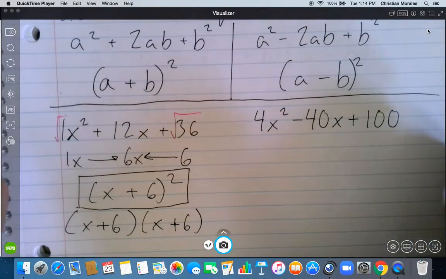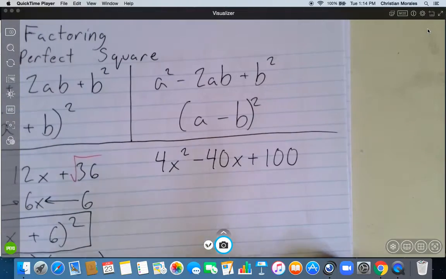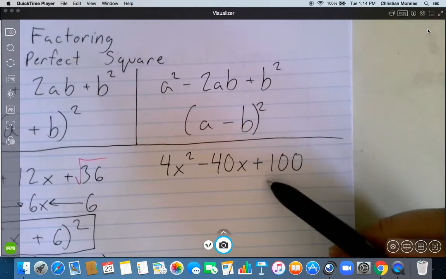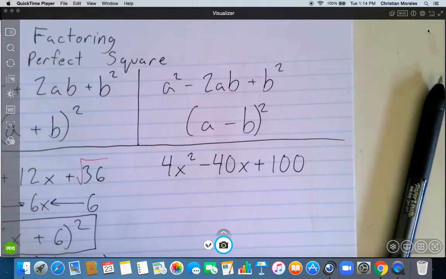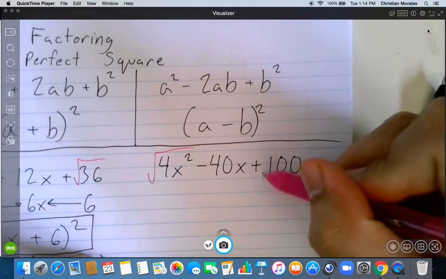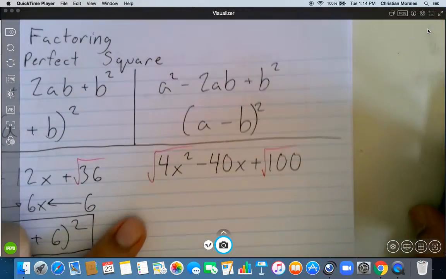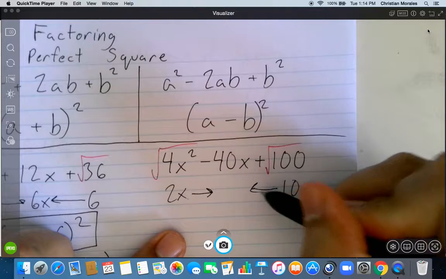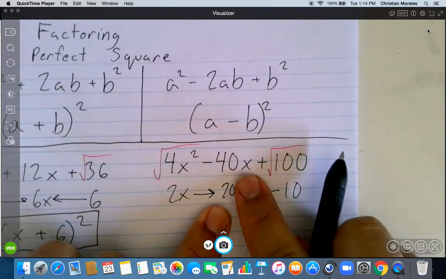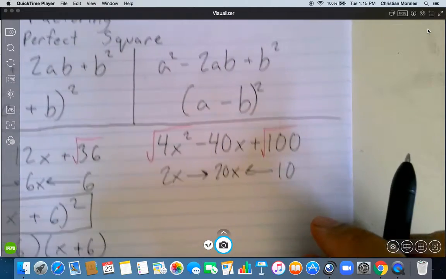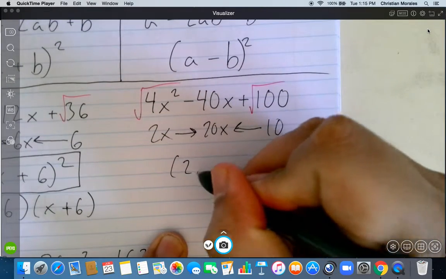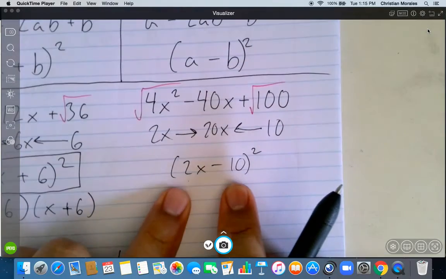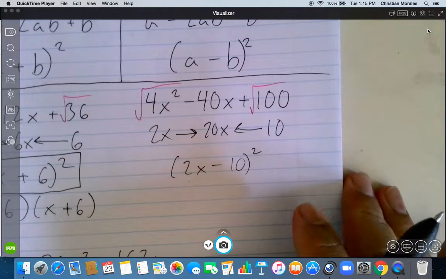Okay, now this is a shortcut. Again, here, if there's a minus sign, it's not a problem. Only the last one needs to be positive. And if you notice, that is positive. Okay, so you take the square roots. Square root of this, square root of this. That is 2x. This is 10. If I put these two together, I get 20x. And that is double. So my answer is just going to be 2x minus 10 squared. That's it. I don't have to do anything else.